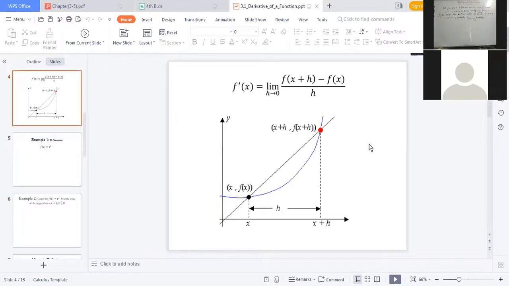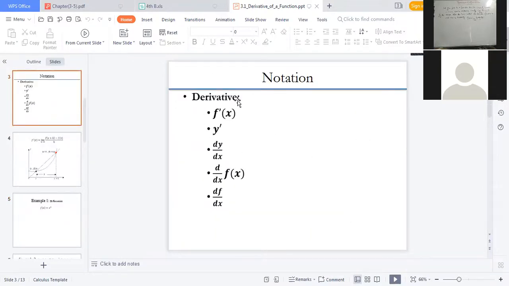So this is the notation of derivatives. We can denote the derivative of f of x as f dash x, or y dash, or dy dx, or d dx of f of x, or df dx. Any one we can use from here.